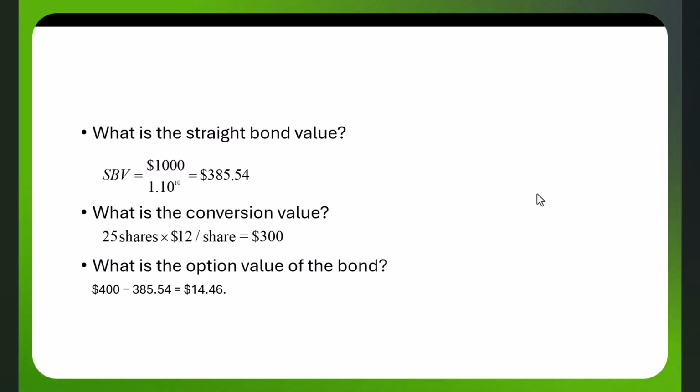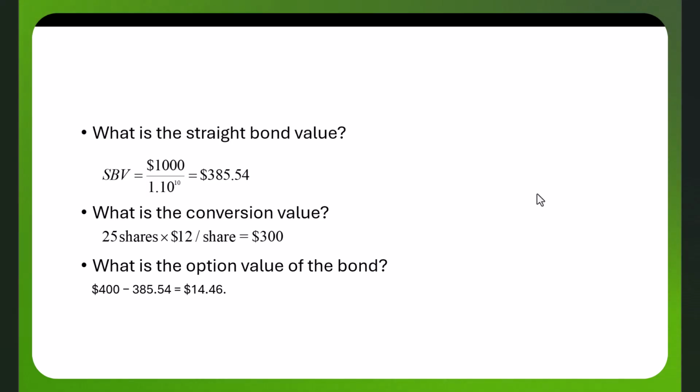What's the conversion value? You can convert your shares into the stock, and if the stock is selling for $12 a share, if you converted right now, you could receive 25 shares times $12 a share, or $300. So what's the option value worth? The bond is selling for $400. The straight bond is worth $385.54, so the option is $14.46.